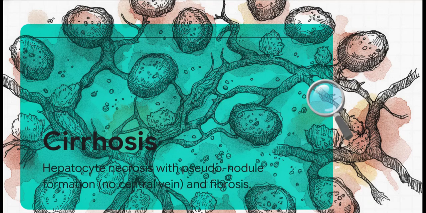Second, palpable pseudonodules form, and get this, they completely lack a central vein. That is a huge problem because without that central vein, the liver's internal plumbing is ruined. It can't filter blood properly. And third, heavy fibrosis or intense scarring. Put those three together, and the liver's normal structure is totally upended.